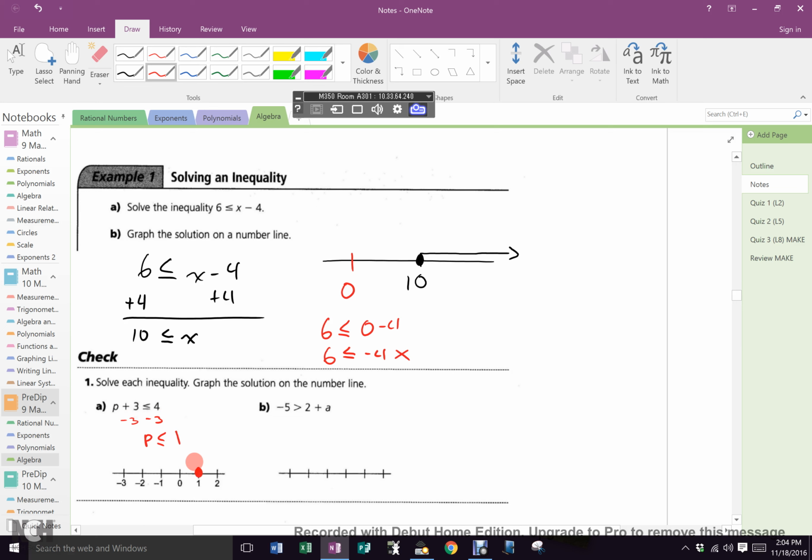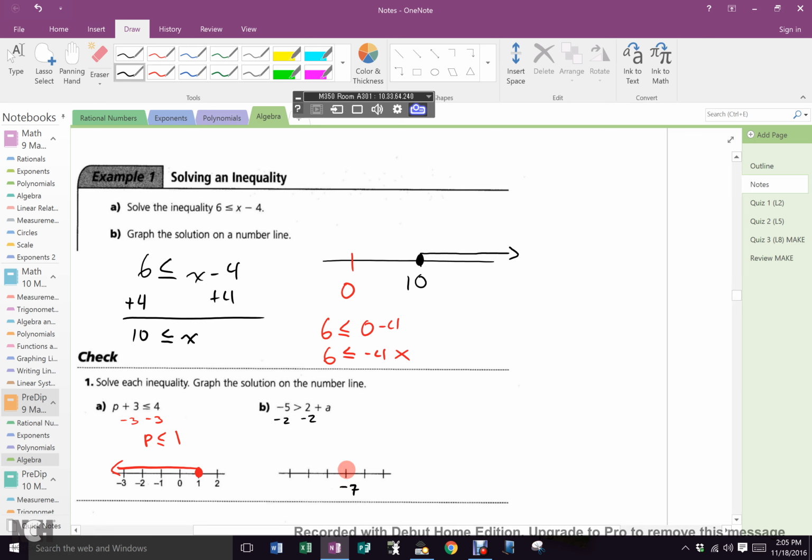Color, and which way does the arrow go? Left. Why? Because b is less than or equal to 1. Right. This one: subtract 2 from each side, so -7 is greater than a. So you can put -7 where? You can put it in the middle, on the left, anywhere you want.